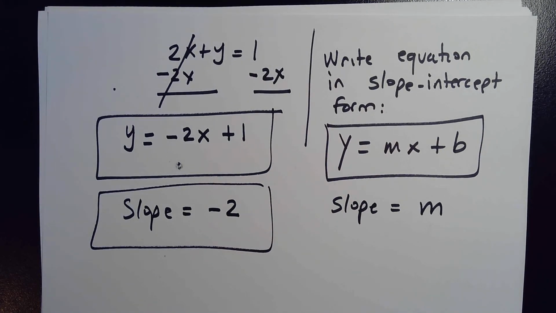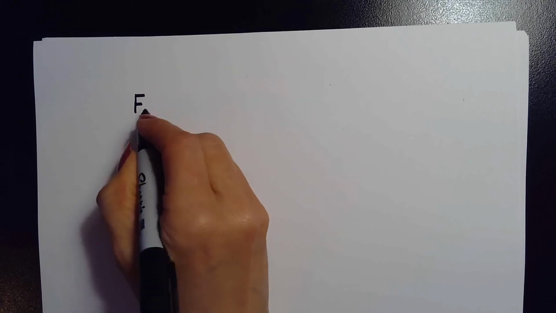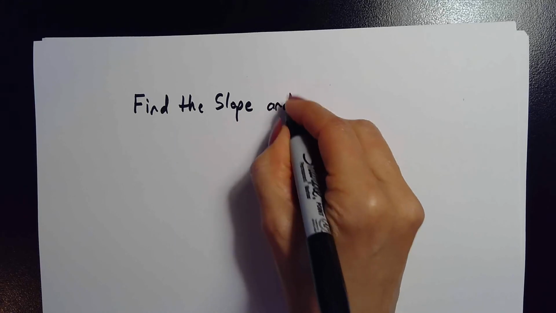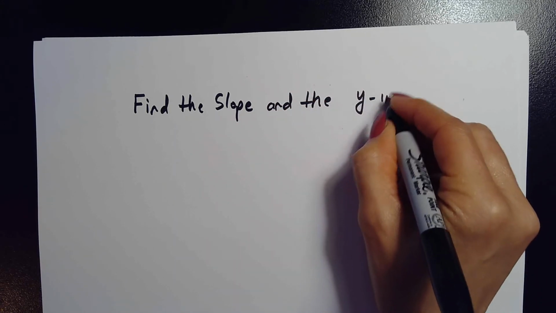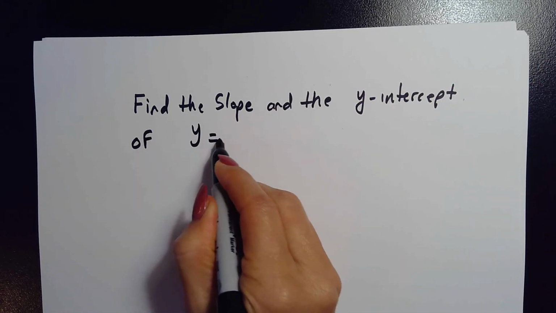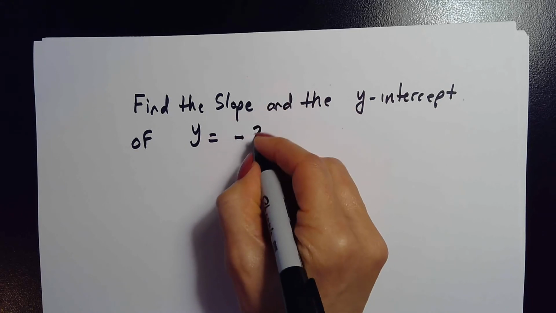All right. So let's see. I want to do one example that I saw in the homework. Let me show you what I saw, something like this. Find the slope and the y-intercept of, and then it gives us y equals negative 2.